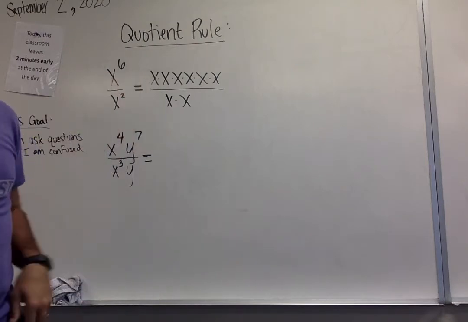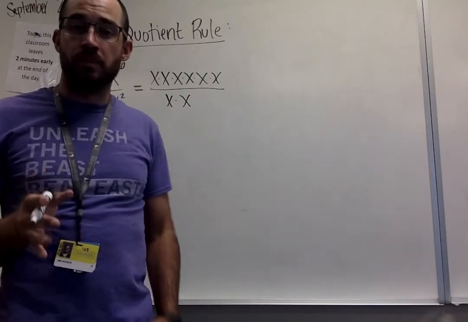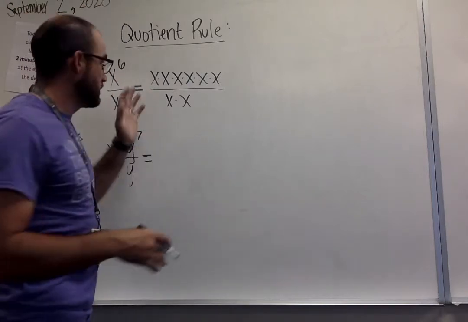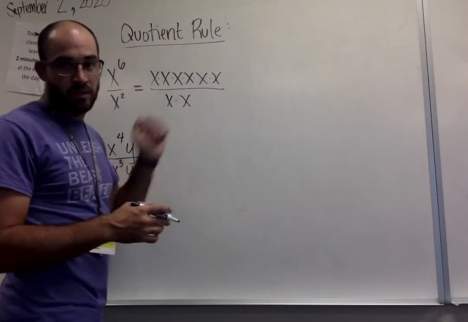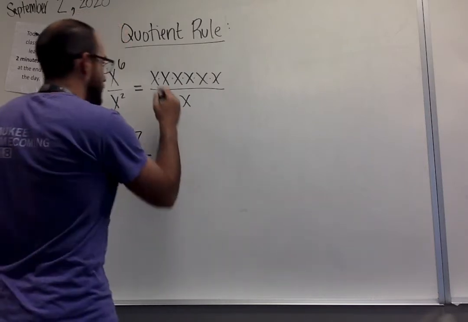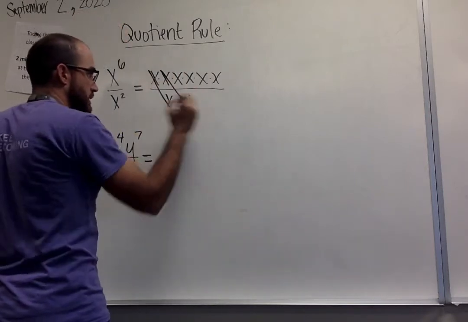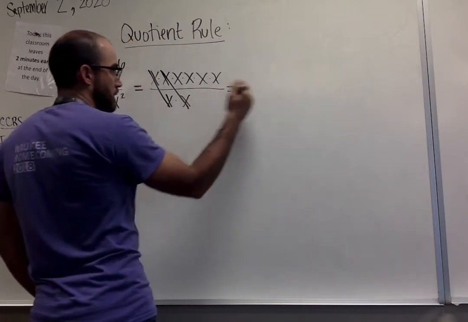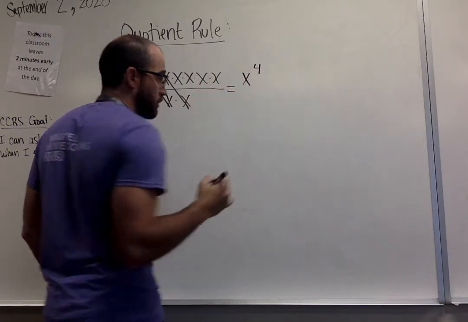Okay? If you enjoy writing these out, go for it. Some people like to write them out, especially at the beginning, because it helps them visualize what's going on. If I look at this division, I'm just going to cancel out all the ones that I have the same. So here I'd say, I have one here, I have a second one here, so now I'm done. The bottom has none left. I have 4 left up above, so it's x to the 4th.